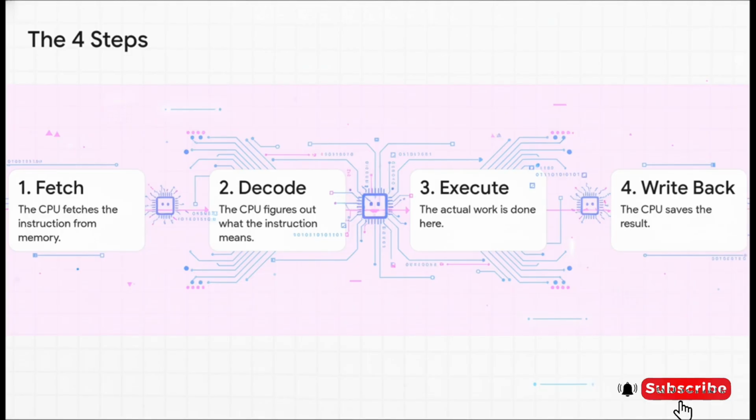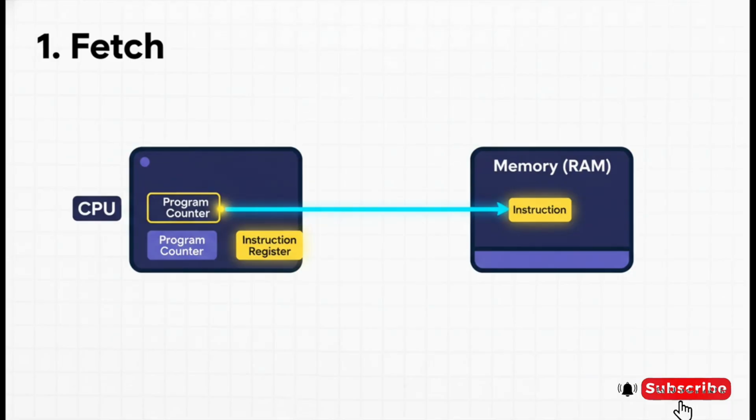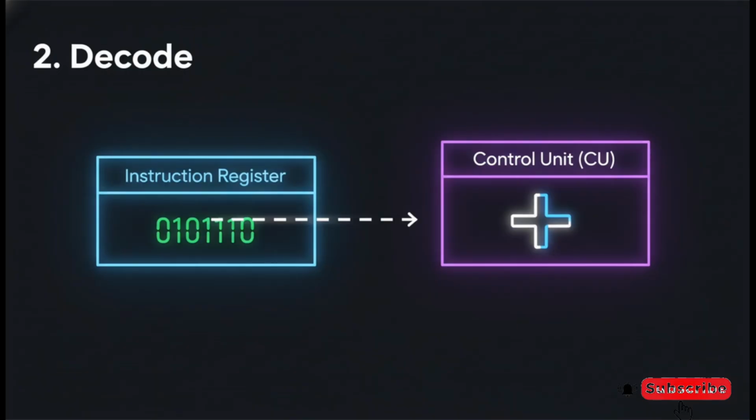Let's break it down. So it all kicks off with fetch. The program counter points the way and the CPU reaches out to the main memory, the RAM, grabs the next instruction in line and pulls it inside to a special little holding area. Okay, once the instruction is inside, we hit step 2, decode. The control unit takes a look at this instruction, which, remember, is just a bunch of ones and zeros, and it translates it.